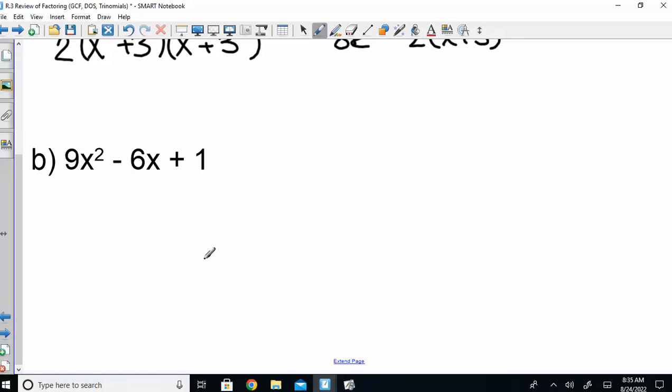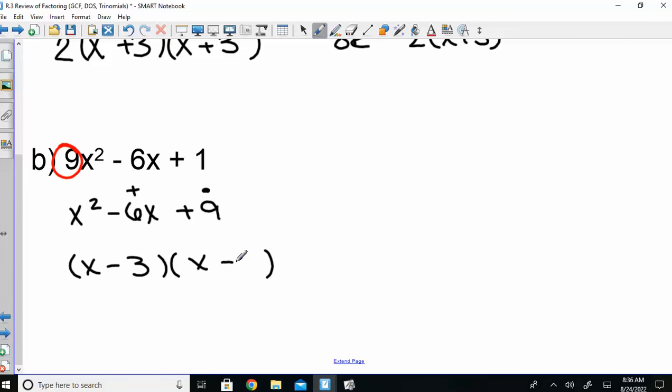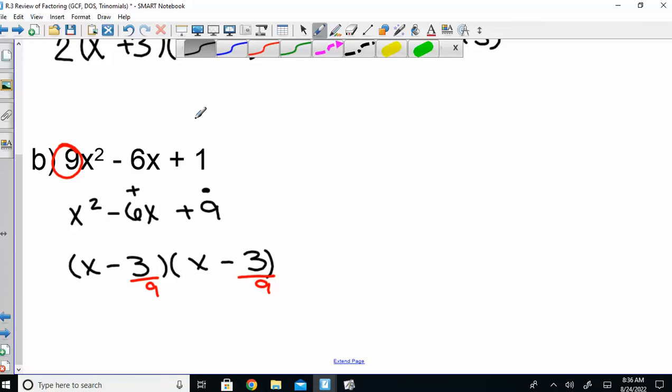Do we have a greatest common factor? No. So what do we have to do? Slip and slide. So I have to look at this 9, and I'm going to bring it over. So that will make it x squared minus 6x, 9 times 1 is 9. So what multiplies to 9 and adds to negative 6? But don't forget about your 9. So we need to divide by 9. It doesn't work.